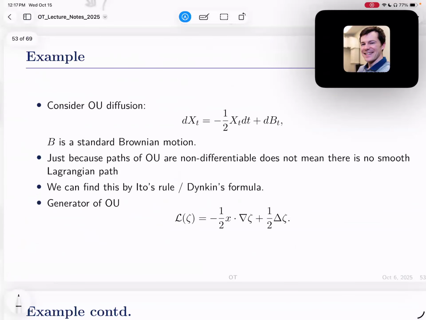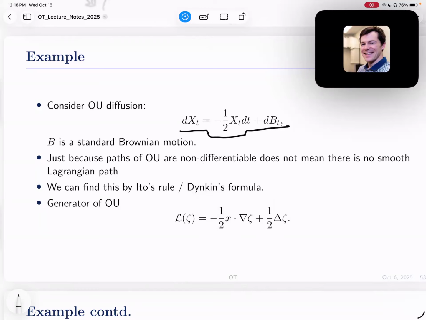So I'll end with the following example, which is about Ornstein-Uhlenbeck diffusion. This is again a very well-known diffusion that is studied in lots of places. The Ornstein-Uhlenbeck diffusion satisfies the following SDE: dX_t is minus 1/2 X_t dt plus Brownian motion dB_t. These paths are the same as Brownian motion, so this is non-differentiable. But it has its own flow of marginal distributions, and that set of marginal distributions is indeed absolutely continuous. But this is not the right marginal velocity, the tangent velocity.